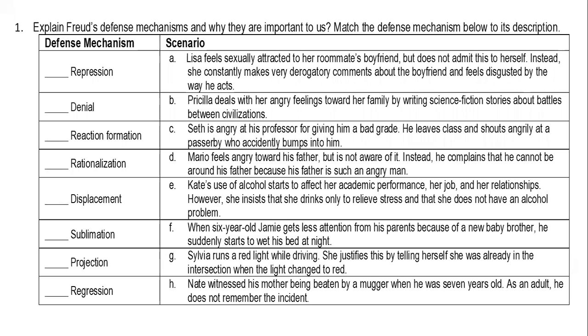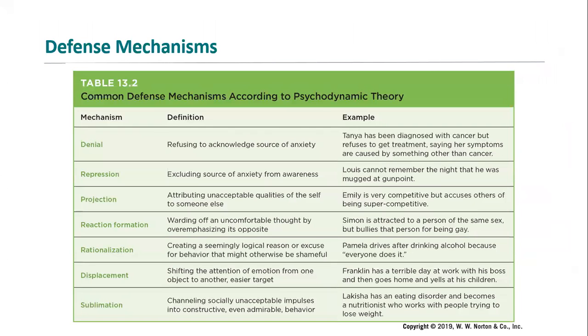Last but not least, Nate witnessed his mother being beaten by a mugger when he was 7 years old. As an adult, he does not remember the incident. What is Nate engaging in here? Repression. Correct. So when we look at repression, excluding source of anxiety from awareness. So he's putting it back into his unconsciousness and choosing not to remember the incident. Sometimes the only way that we can retrieve those memories then is through hypnotism, EMDR, or other psychological techniques.